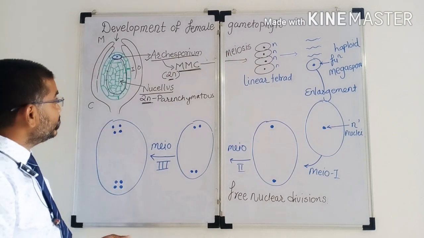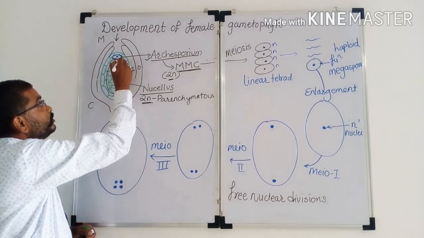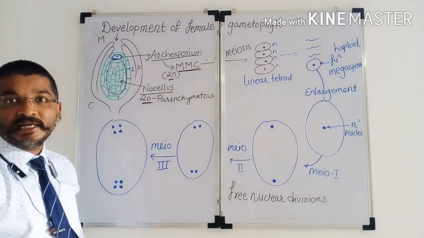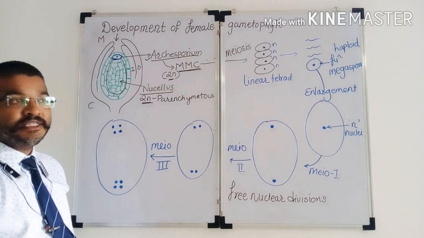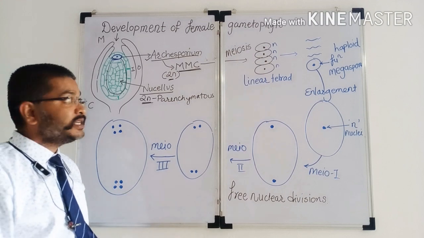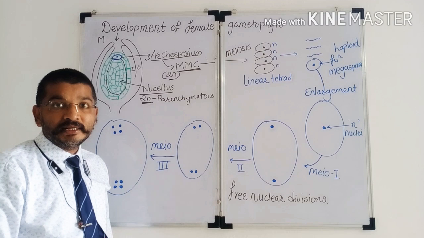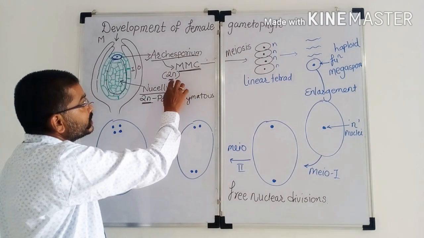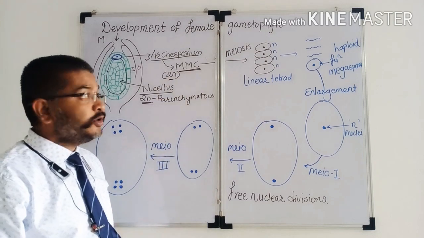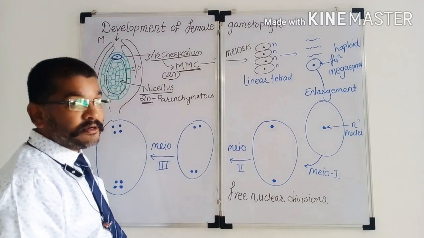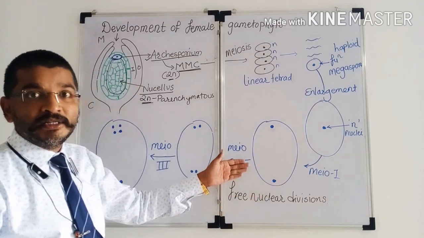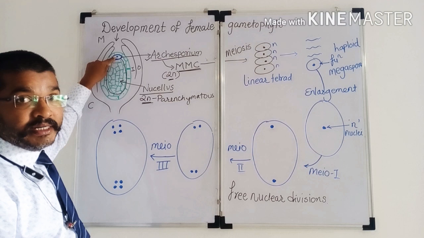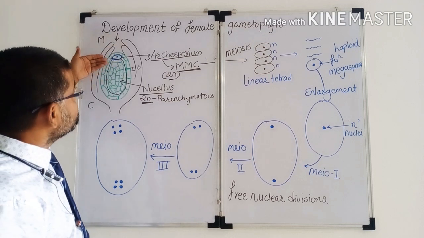This megaspore mother cell, shown here in blue color, is going to produce the female gametophyte in future, that is the embryo sac, which is oval in shape. How that embryo sac is produced from this megaspore mother cell, we have to discuss in this video. This megaspore mother cell, which is diploid in nature, undergoes meiosis. All the changes we are going to discuss take place at this point inside the ovule. This picture is of the ovule.